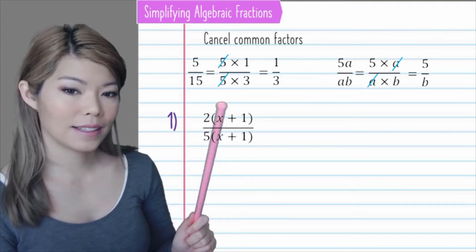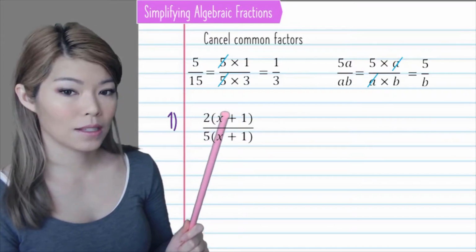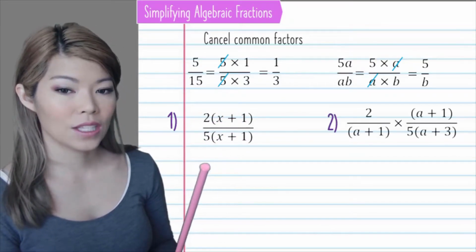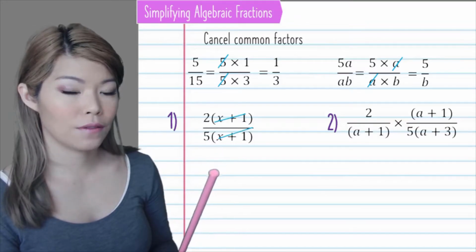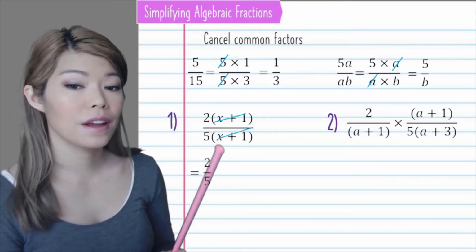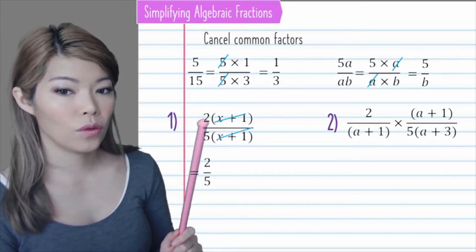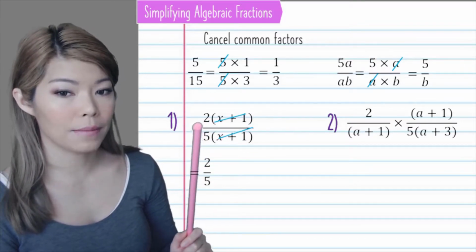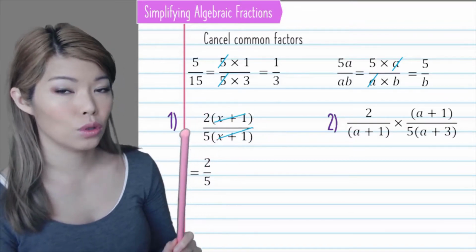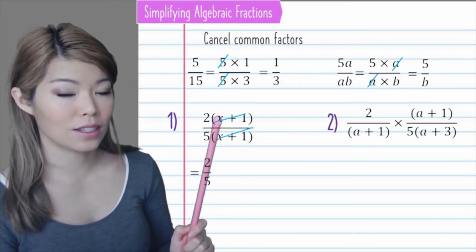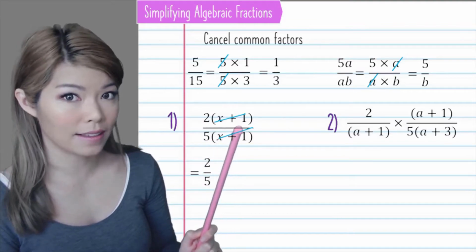What are the factors that are common here? X plus 1 and x plus 1. So we can cancel these out and we're left with 2/5. Now be very careful, x inside a bracket is not a factor. We read the numerator as 2 times x plus 1, not 2 times x. X is not a factor, x plus 1 is a factor.